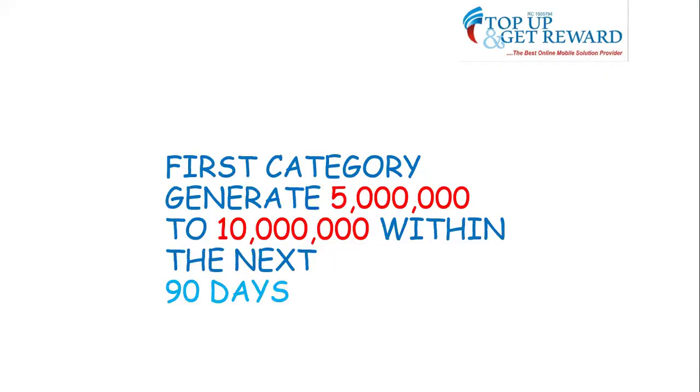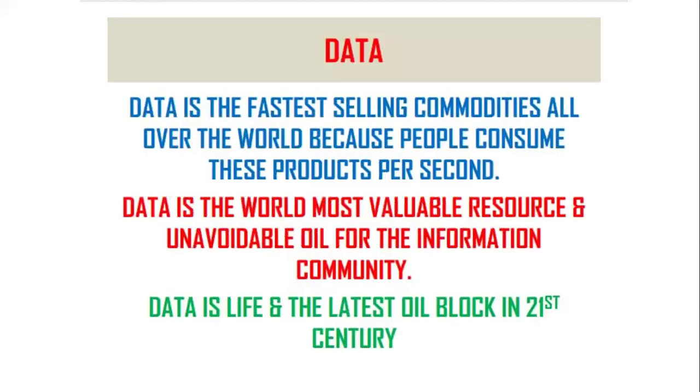The first category of people, ladies and gentlemen, are those who are going to generate between 5 million to 10 million within the next 5 to 6 months. Yes, using a proven system on how to generate cash flow and convert their residual expenses in telecom product, which is inevitable, to residual income. Ladies and gentlemen, this is where we start this presentation tonight.